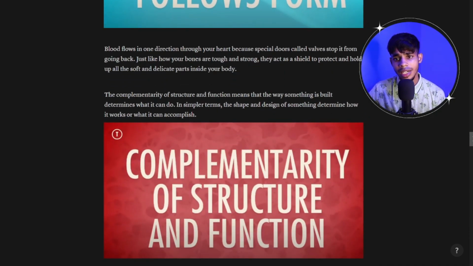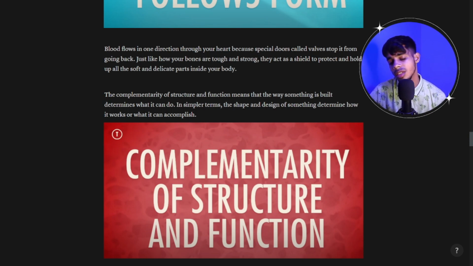So blood flows in one direction through our heart because of special doors called valves. You would have heard that blood flows only in one direction, it's unidirectional, right? When the blood is moving through your heart, it does not flow back because of the valves, which stop it from going back. In biological terms, you say that it prevents the backflow of blood. And just like that, your bones are tough and strong, and they act like a shield to protect and hold up all the soft and delicate parts inside your body. So, two instances: the prevention of backflow of blood is because of the valves.